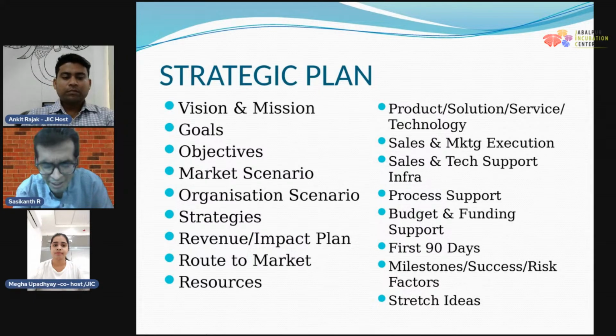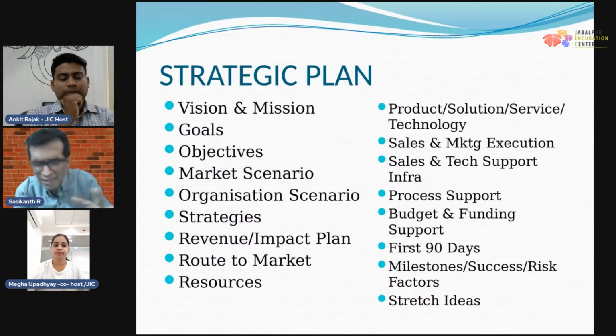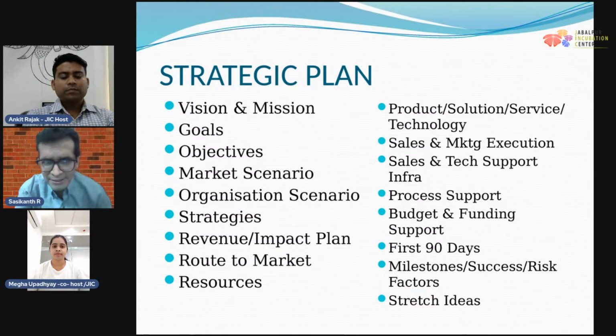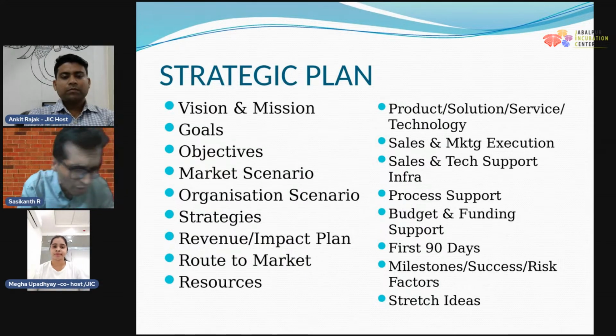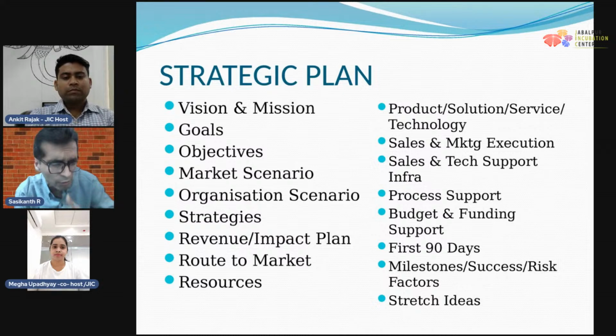Then coming to stretch ideas. However well you plan, whatever strategies you adopt, there can always be scope for getting stretch ideas. What I mean by stretch ideas is outlandish ideas, some vague ideas which we can probably try out depending upon what kind of funds we have, what kind of resources we have, and the time or bandwidth we have.